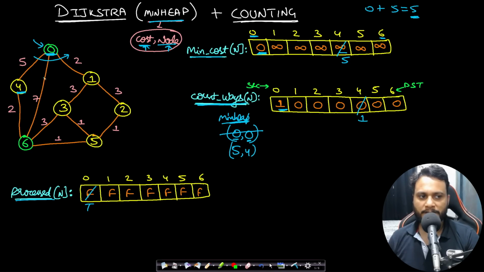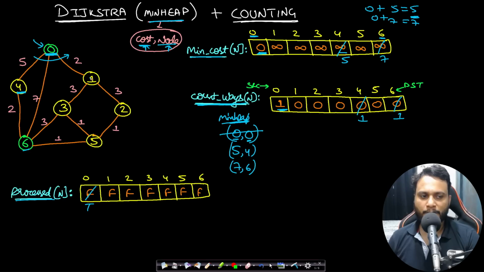Now you see the next edge, which is going to 6. So what is the cost to reach 6? It will be equal to the cost to reach 0 from the source node, which is 0, plus the edge weight 0, 6, which is 7. The already known cost at 6 is infinity. So let's update it to a lower value 7, and so the count of ways will be updated to 1, which is the number of ways to reach 0, which is 1. And then we will be pushing the cost 7 and node 6. We are done with this.